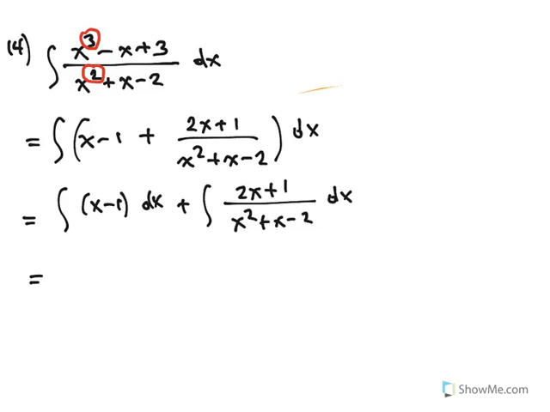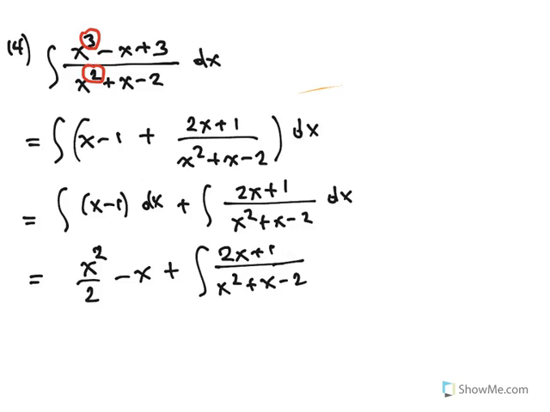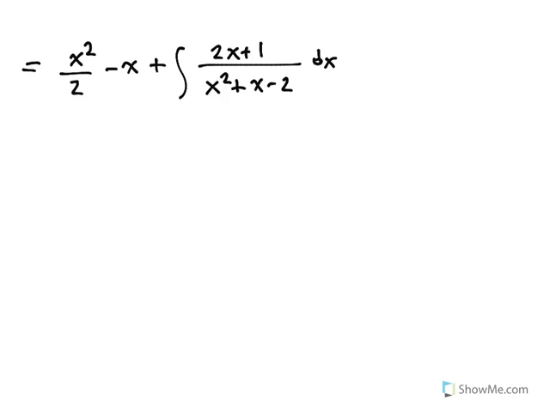So for the first integral, it's easy to find an antiderivative of x minus 1. And then we will have the integral of 2x plus 1 over x squared plus x minus 2. And we can figure this out by using partial fraction decomposition. So like we learned yesterday, the first step in doing partial fraction decomposition is to factor the denominator.